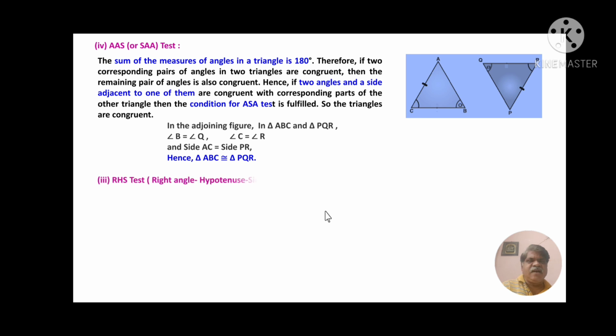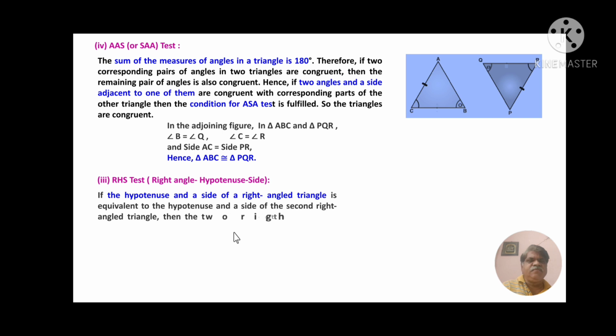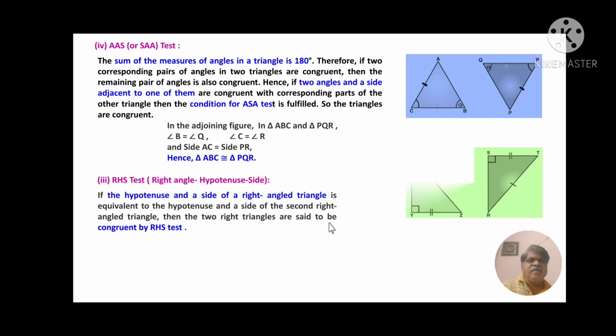Now, let us see the last one, RHS test, that is right angle hypotenuse side test. If the hypotenuse and a side of a right angle triangle is equivalent to the hypotenuse and side of the second right angle triangle, then the two triangles are said to be congruent by RHS test. You can see in the adjoining figure, two right angle triangles are shown. These two angles are right angles, therefore this forms a right angle triangle, and the hypotenuse and one side corresponding are shown with identical marks.